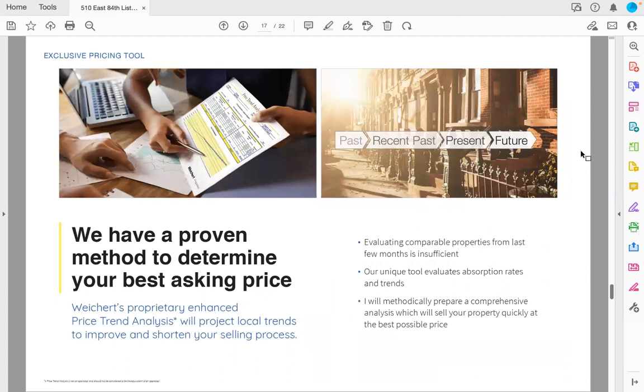And after we're done with this, we're going to go through the actual pricing and what we call our price trend analysis. But we do things a little bit differently than other firms, right? Most other firms will come in and say, this is what's on the market. This is what we should price it at. And what you're missing there is what's happening with the market, right? What's on the market is a snapshot of what's happening.